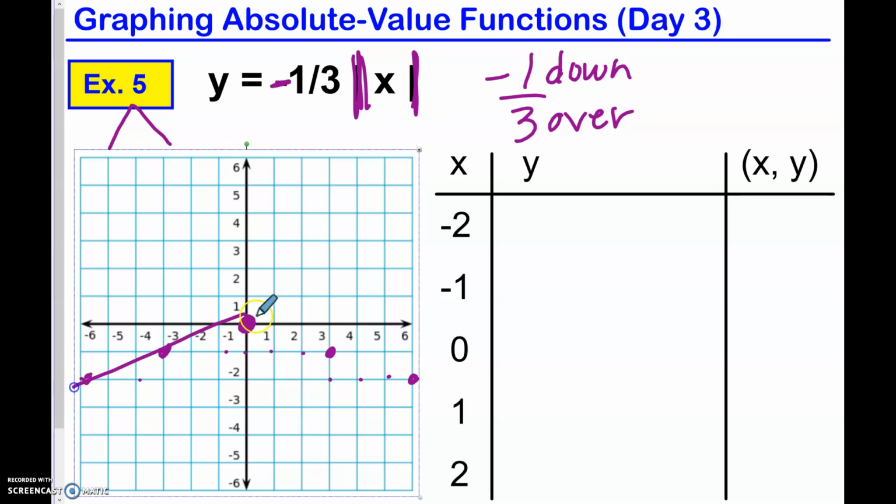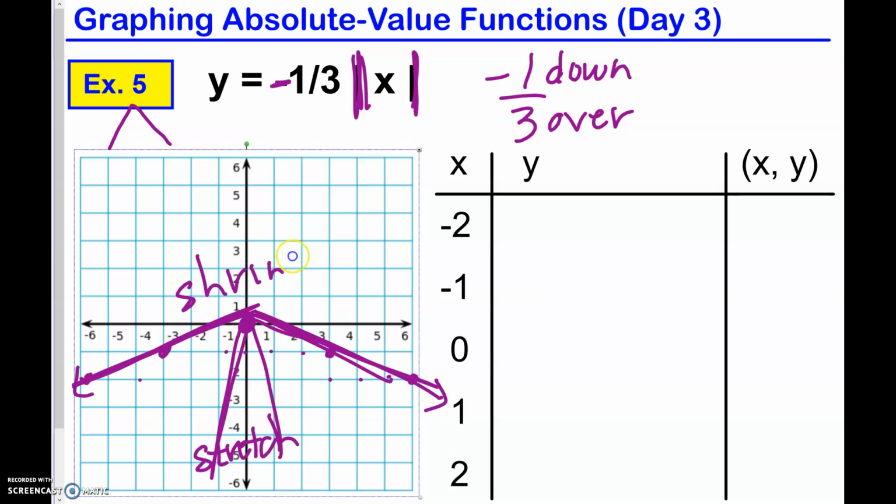Now this right here, the other one, when it went skinnier like this, we called this a stretch. We were stretching it out. What this is called right here, when it goes wider, this is called a shrink.